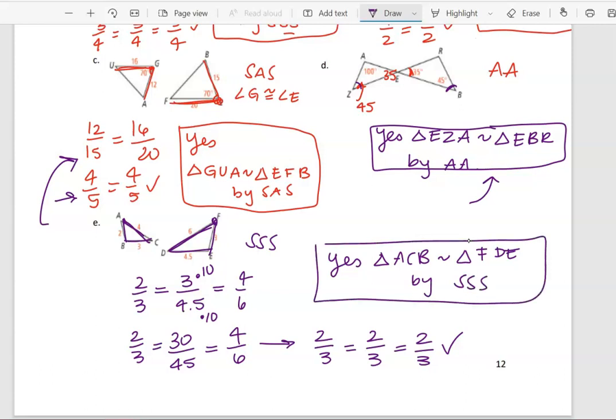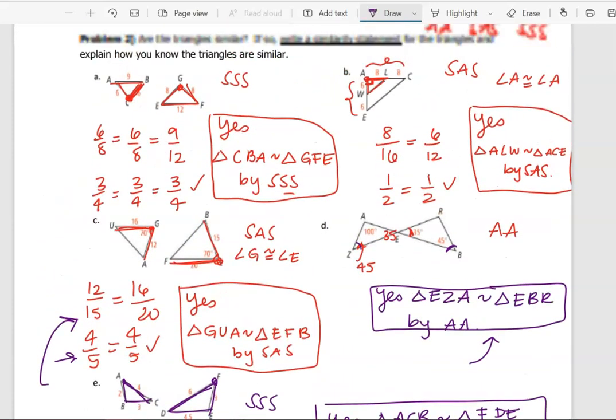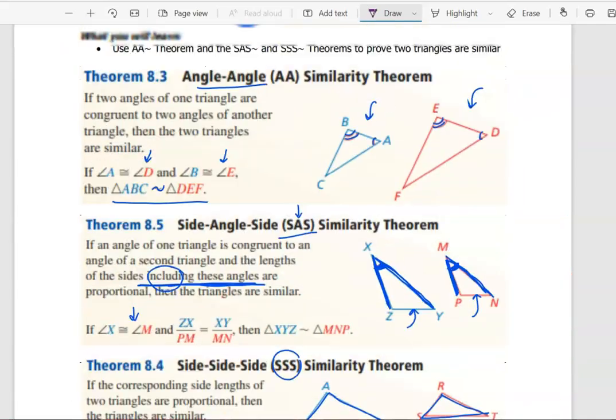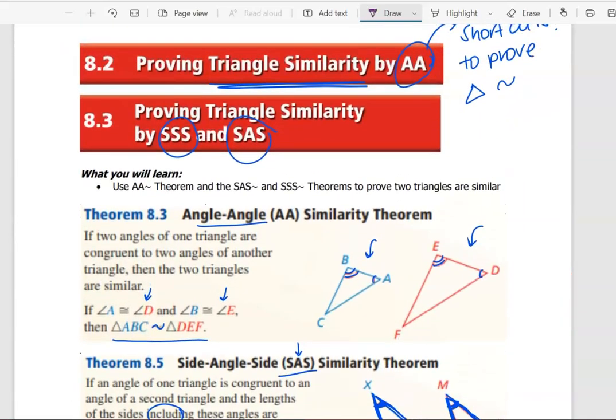Okay? So first thing when you do these, guys, is you have to figure out which one you could potentially use, right? Figure out what information you're given and then assess that information. Angles have to be congruent, sides need to be proportional. All right, that is section 8283. Great work, guys. Awesome job.